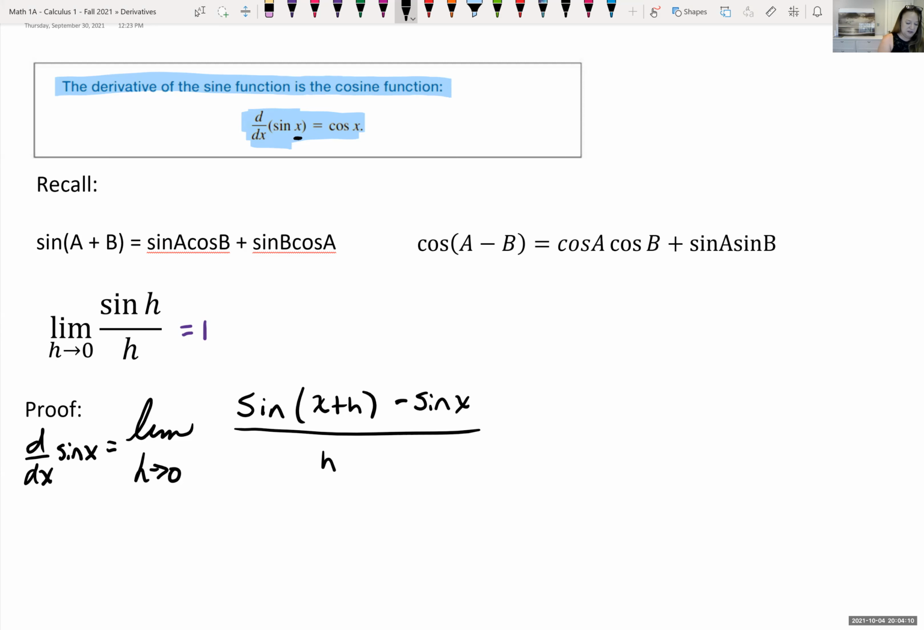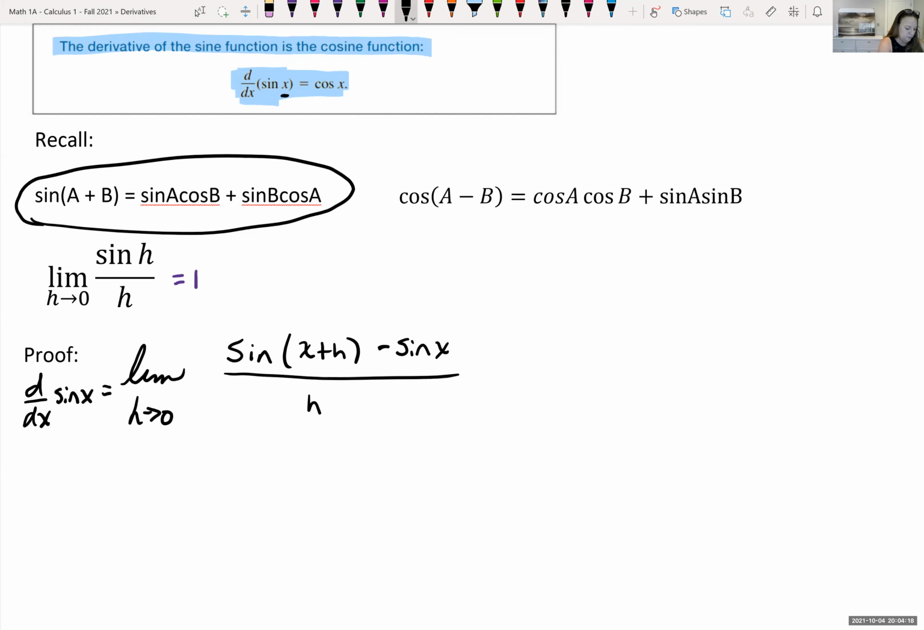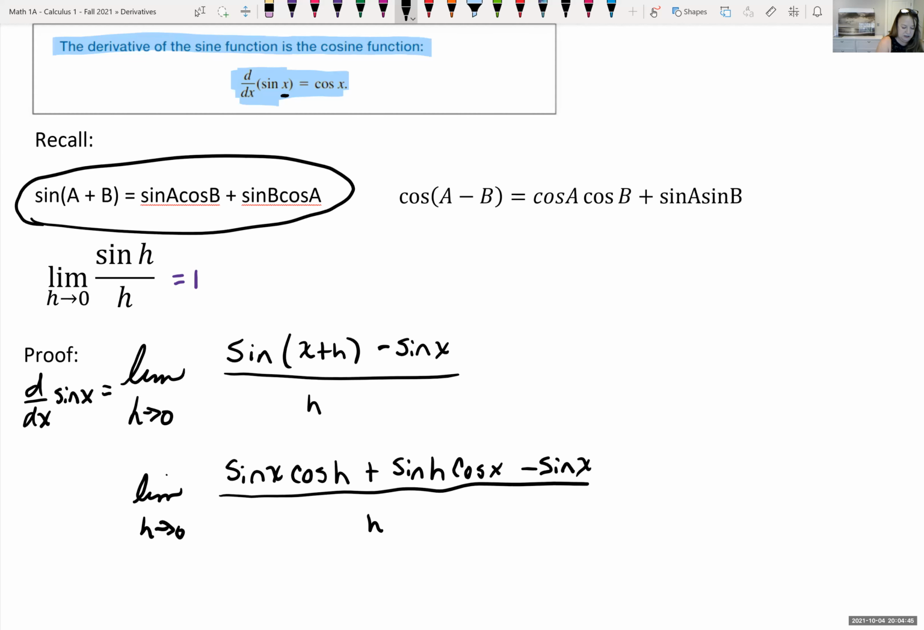So let's use the sine of the sum of two angles or real numbers and rewrite that. And so sine of x plus h, that is sine of x cosine of h, same sign, plus sine of the second angle h cosine of the first x. And then let's bring down the minus sine x all over this h.